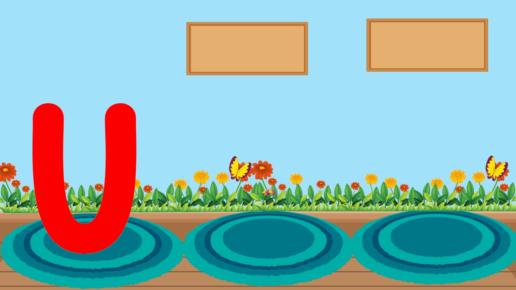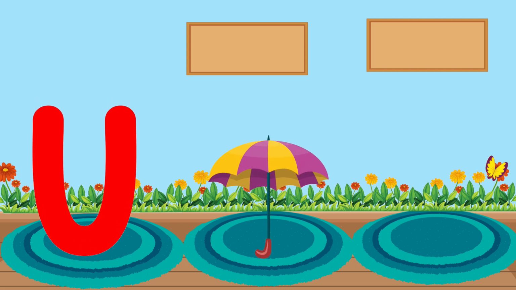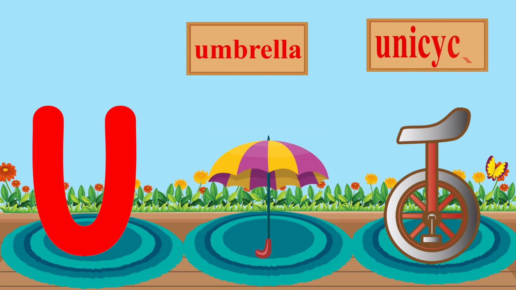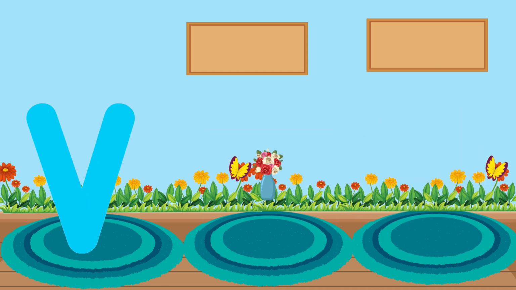U is for umbrella. Umbrella. U is for unicycle. U, u, unicycle. U is for umbrella. U is for unicycle.